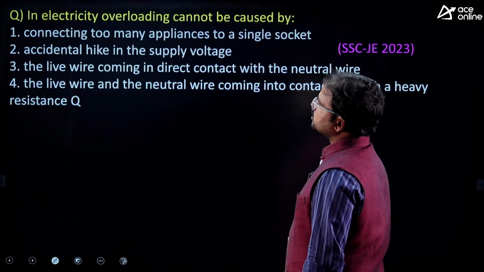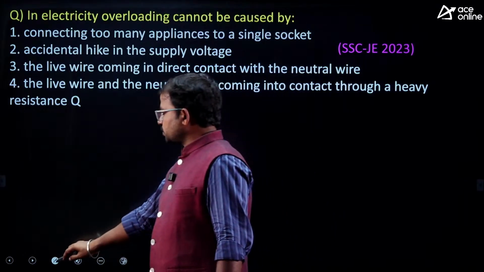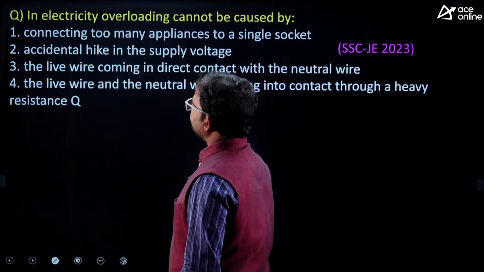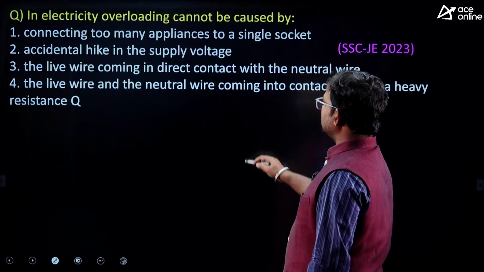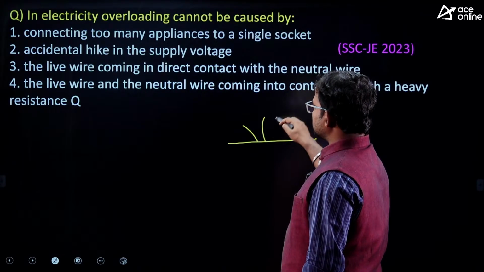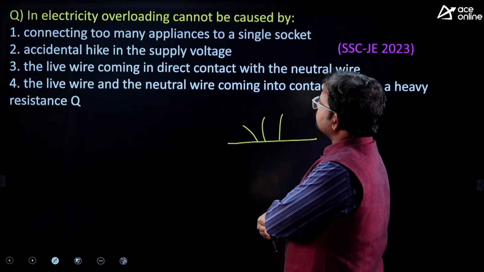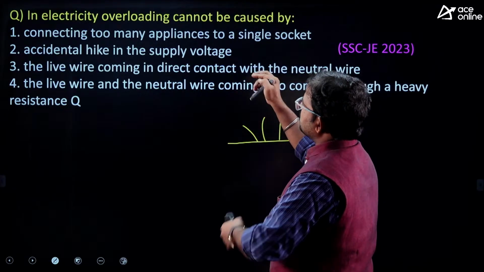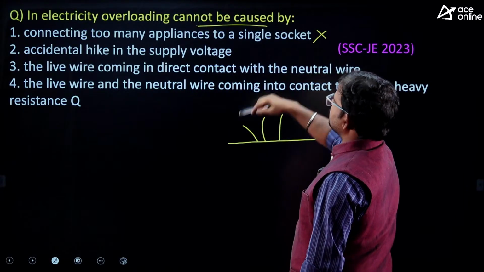Here is the next one. In electricity, overloading cannot be caused by. The first one: connecting too many appliances to a single socket. If you are connecting a number of electric appliances to a single socket, then what will happen? The load has been increased, no? So here they asked about what cannot be caused. That's why option 1 is not correct.